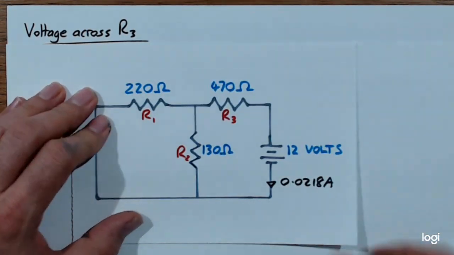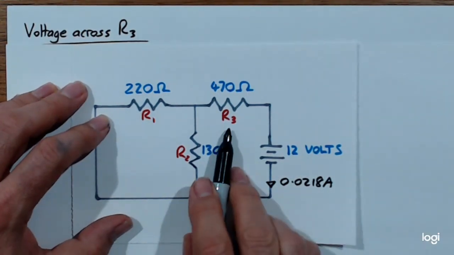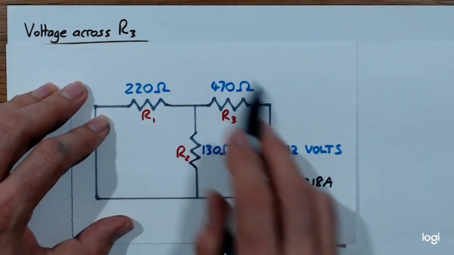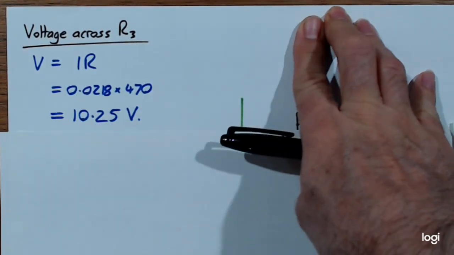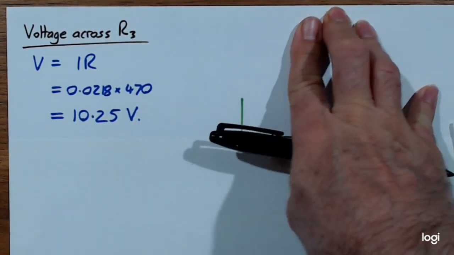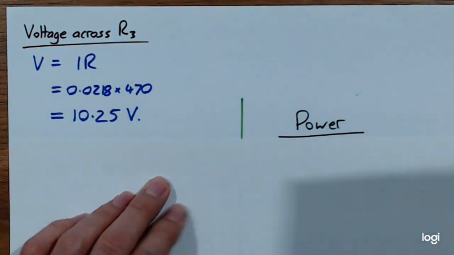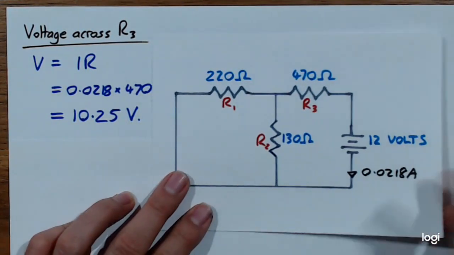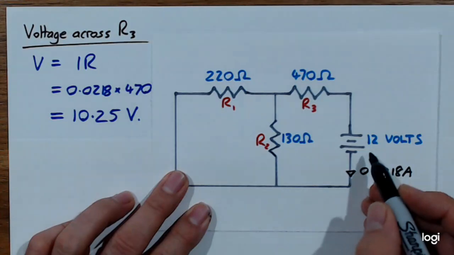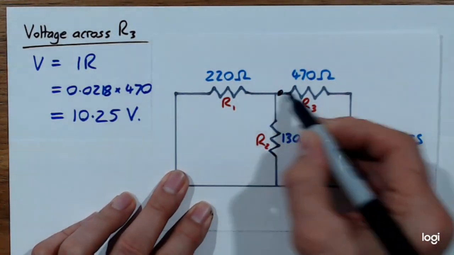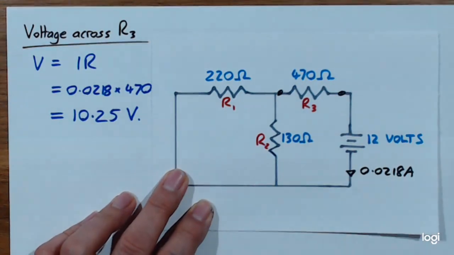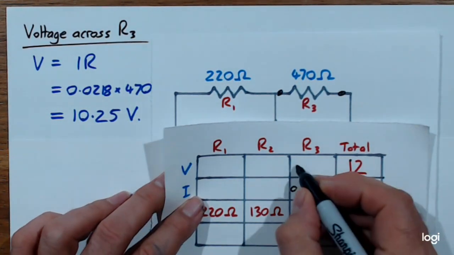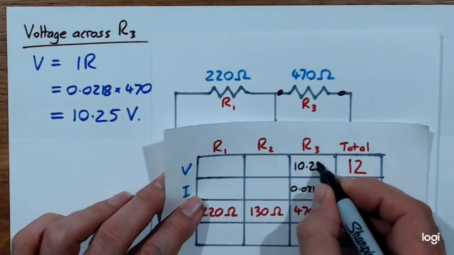Okay, so V equals IR. We've got the R, we've got the I. We can find the voltage that's lost through that one. So here it is: 10.25 volts. 0.0218 times 470, 10.25. So it starts with 12 volts, and from there to there, 10.25 of those volts is lost. All right, let's put it in. 10.25. Got it.